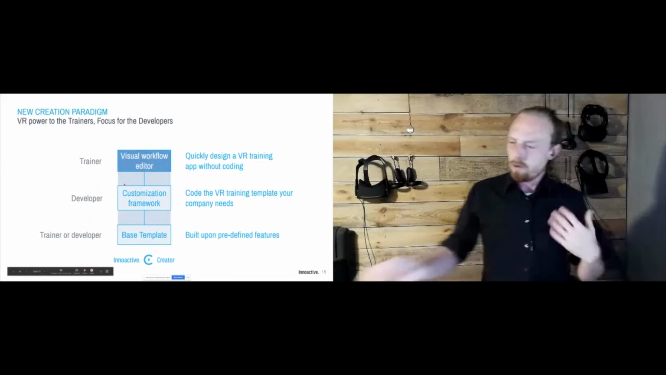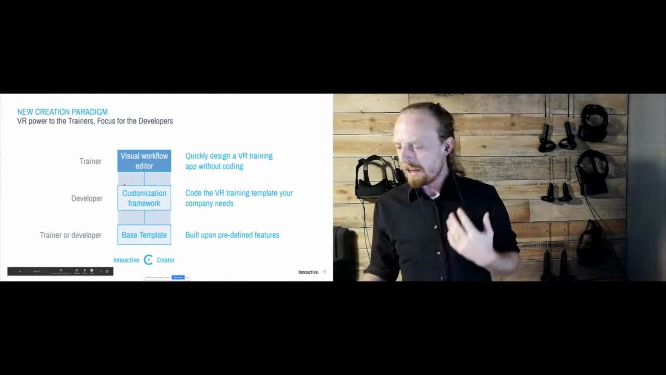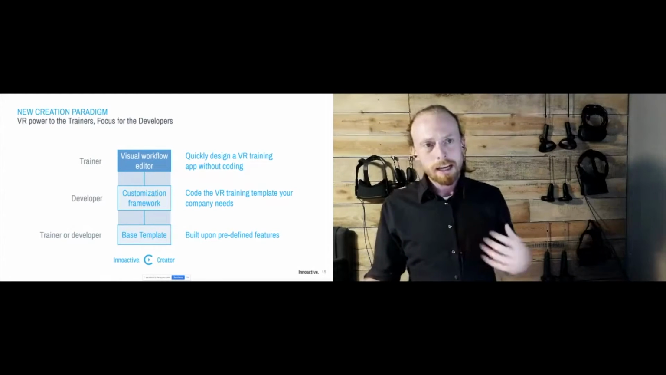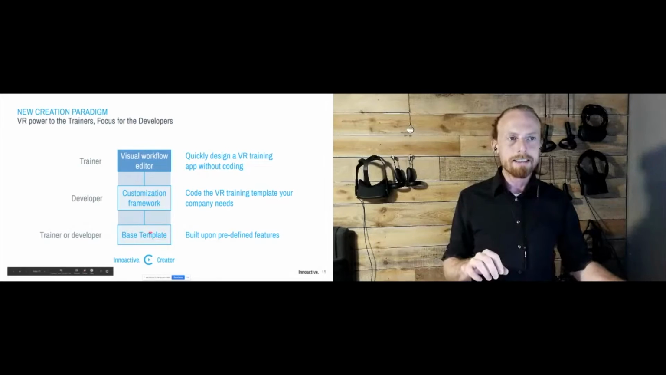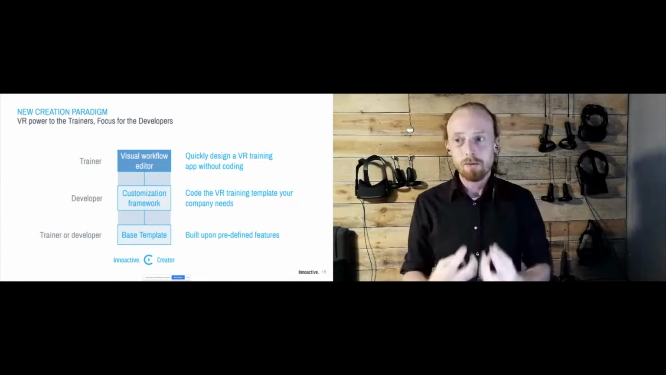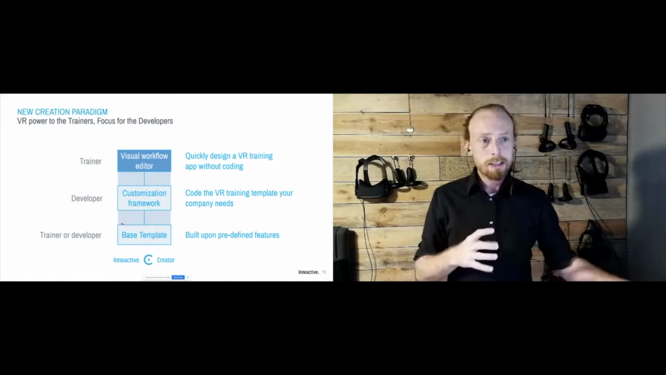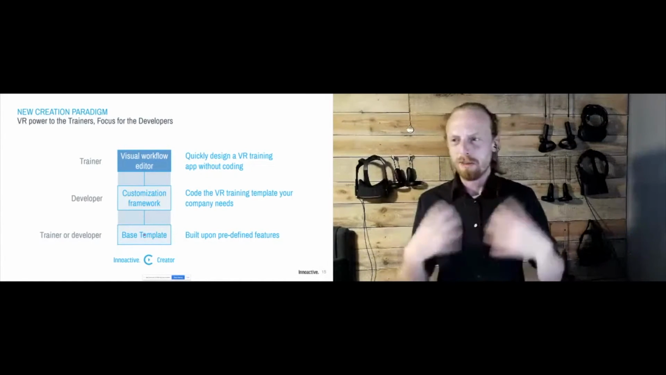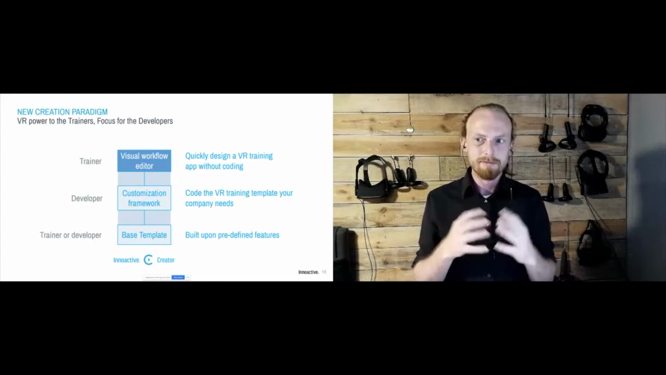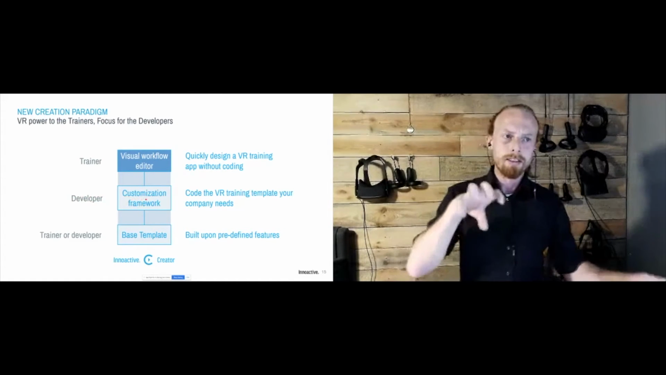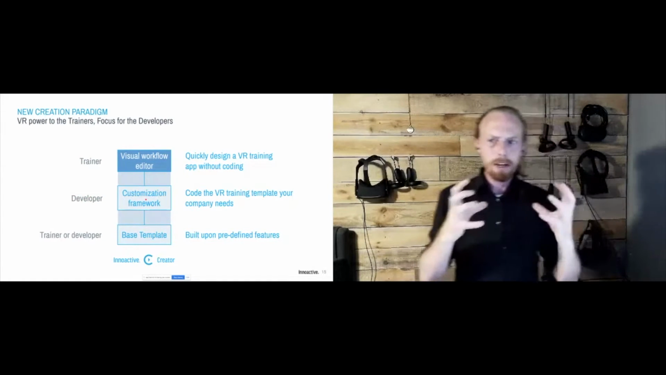We already had this question about who actually is building that. So I already explained, okay, there's different roles in your project. And what we envision is this template approach. So you have a base template that we give to you. So you can easily start with creating trainings. But at some point, you will find, okay, I want to have other colors. I want to have other interaction metaphors, whatever. Then you will ask the developer to build up on our base template within our customization framework.